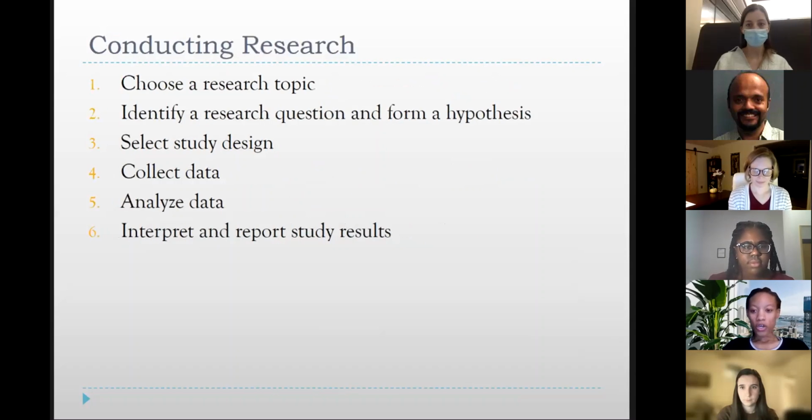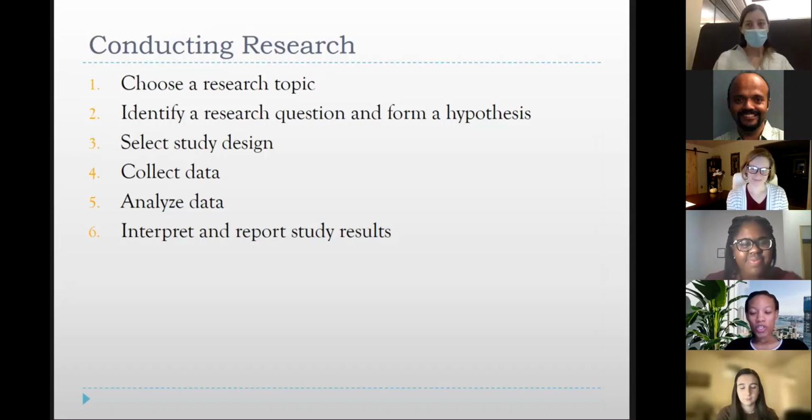All right, and so usually when we're talking about conducting research, you know the general steps: thinking about your research topic, you identify your research question and form a hypothesis, and then you select your study design, you collect your data, you analyze it, and you interpret and report your study results. And it seems like the lab has a long history of doing that successfully, as we just saw.